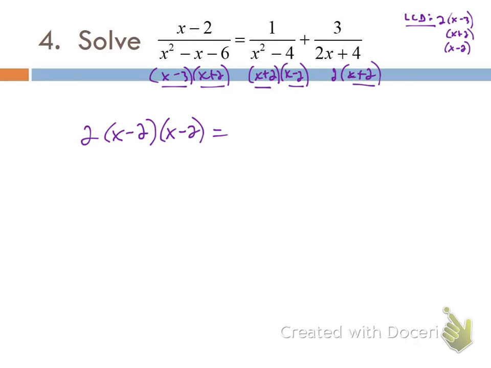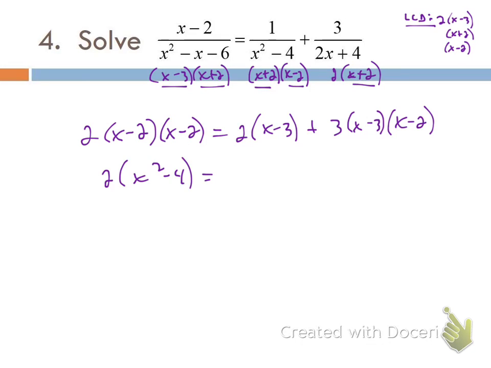The next fraction is missing an x minus 3 and a 2, so we get 2 times x minus 3. And the last denominator is missing the x minus 3 and the x minus 2, so multiply by that. And now we got to do a bunch of foiling and distributing and things like that. So we get 2 times x squared minus 4. Distribute this 2. X minus 3, x minus 2 multiplies out to x squared minus 5x plus 6. Distribute through.